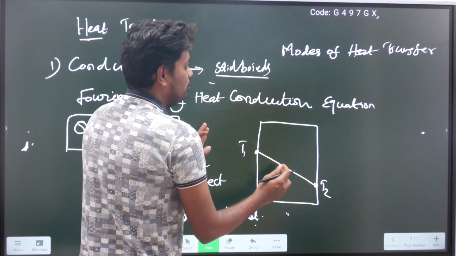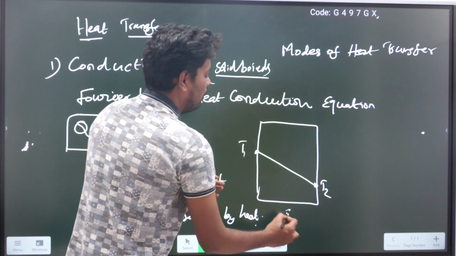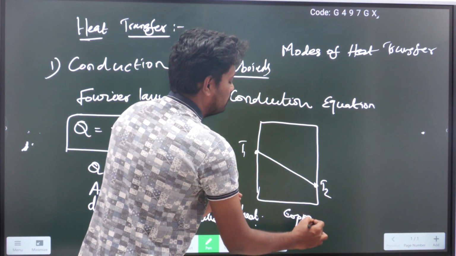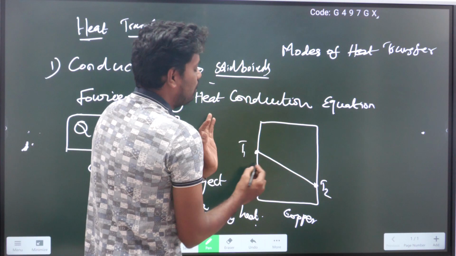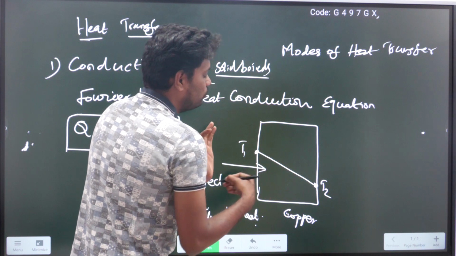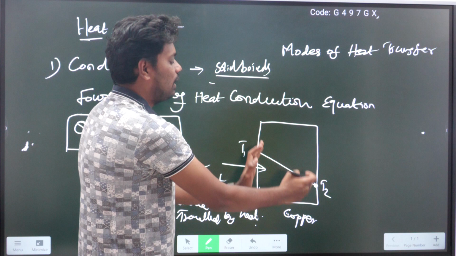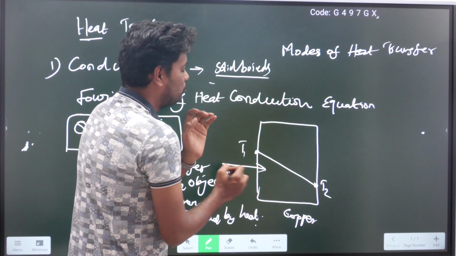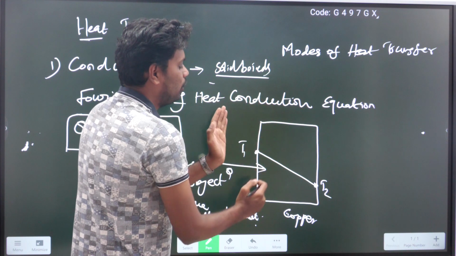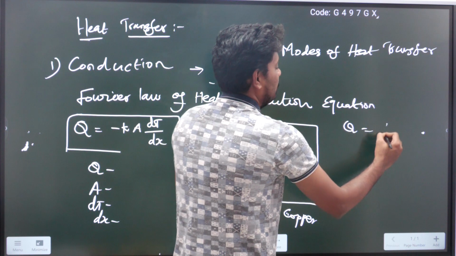Suppose this wall is made of one material, maybe copper, or any object made of copper, and the area. Heat will always flow normal to the area. The direction of heat will always be normal to the cross sectional area of the object. Suppose heat is traveling, you see this, the heat is always perpendicular to the cross sectional area. So Q is directly proportional to area.